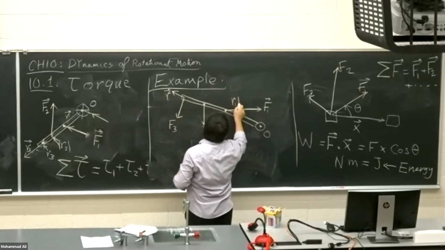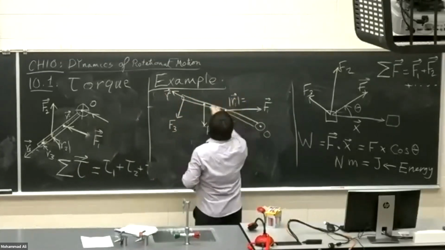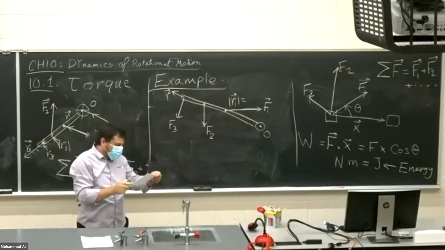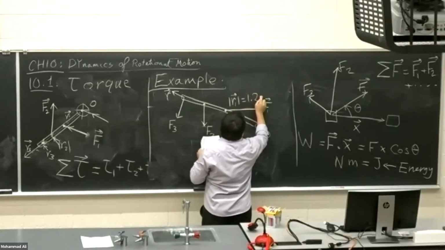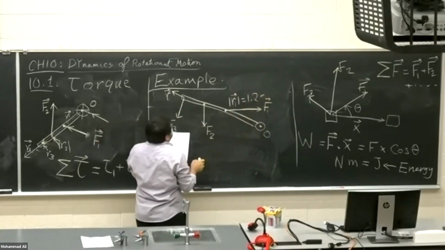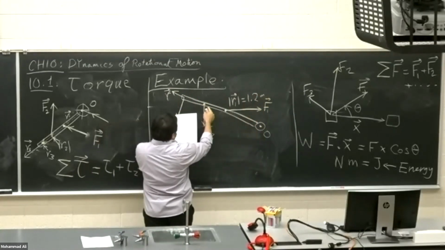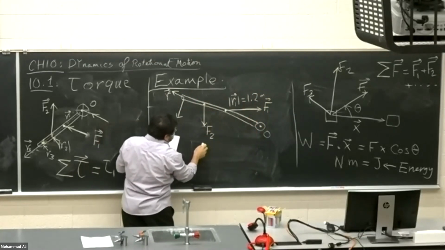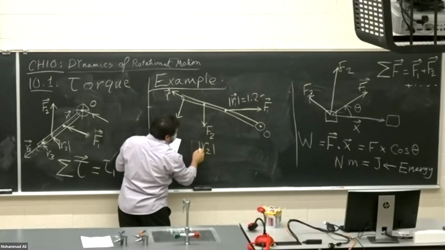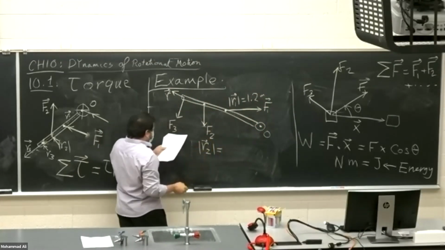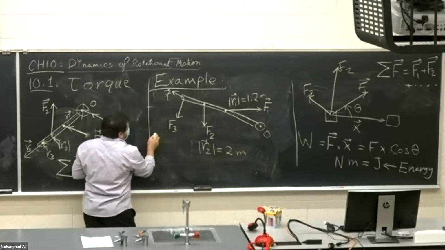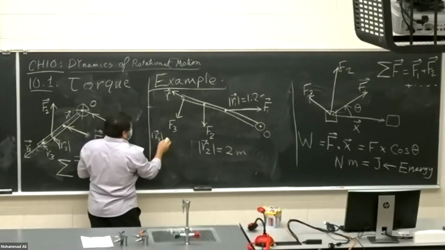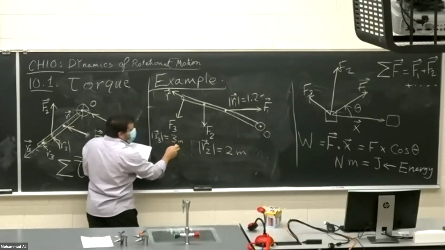So R1 has a length. The length of R1 is 1.2 meters. This is R2 here. The length of R2 is equal to 2 meters. The length of R3 is equal to 3 meters. Okay. This is just a number.